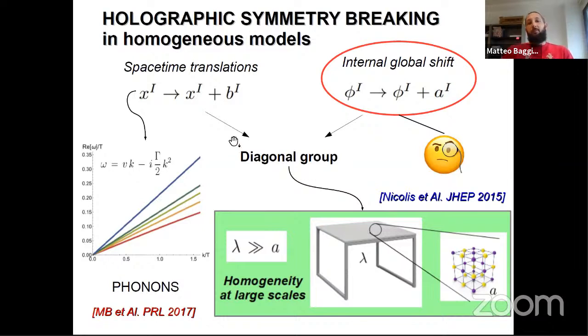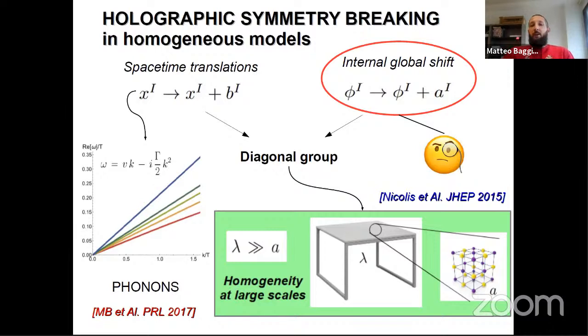So let me be first precise about what I mean by homogeneous models. There are specific systems that, thanks to some additional symmetry, break translations, but they preserve the homogeneity of the background geometry. So the stress tensor is homogeneous, even if the systems break translations. And I will show you in a moment one case of this model.